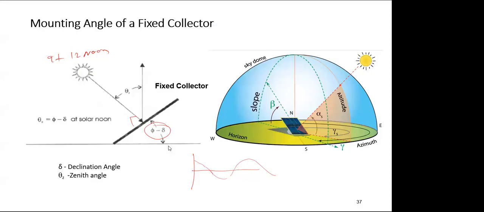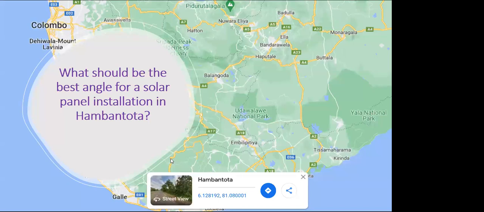Now the best angle, you can see here, for Sri Lanka is almost on the equator. Yes, but the declination angle is varying. Even though it is on the equator, the declination angle depends on the 23.45 degree inclination.